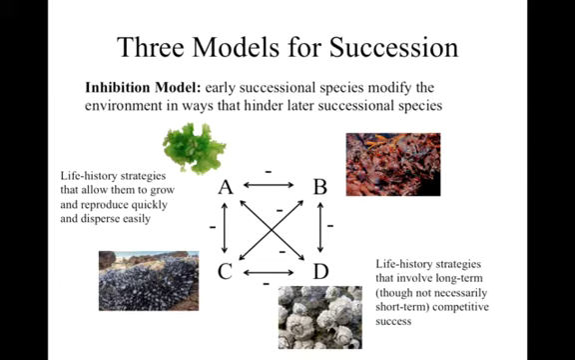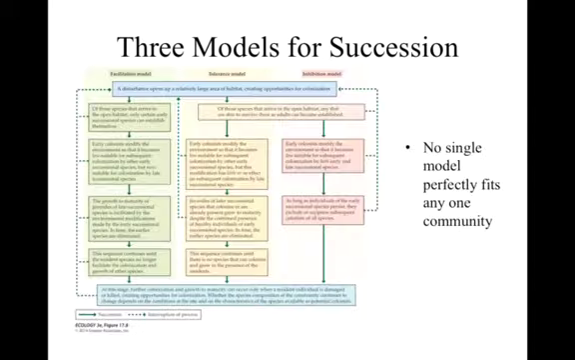So long-term, when a patch opens up, mussels are more likely to take over than algae, or barnacles are more likely to take over than mussels. And so that's how you get that trajectory towards your final different end state. So those are the three models for succession.